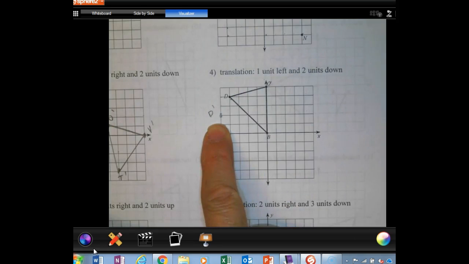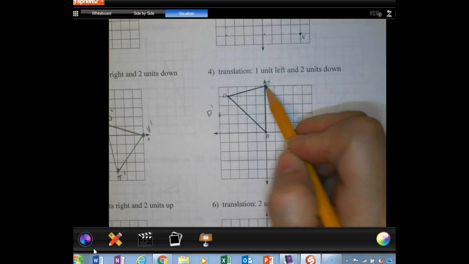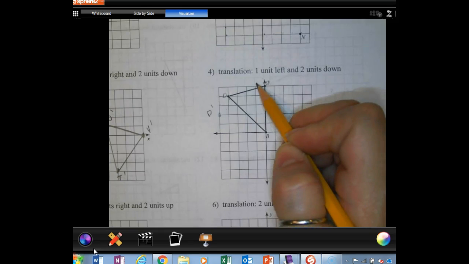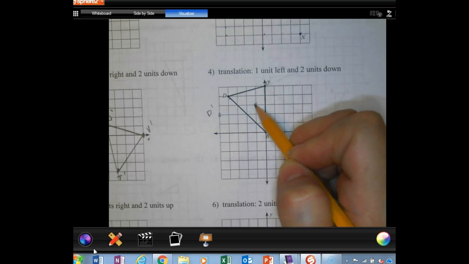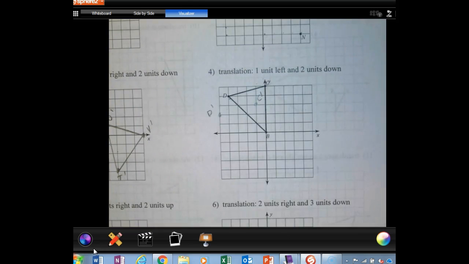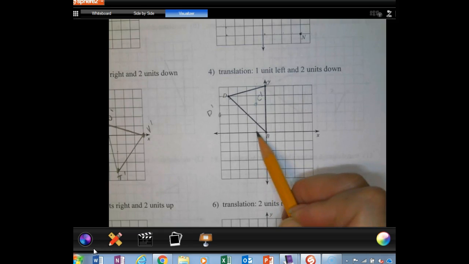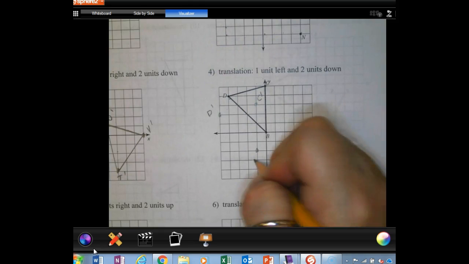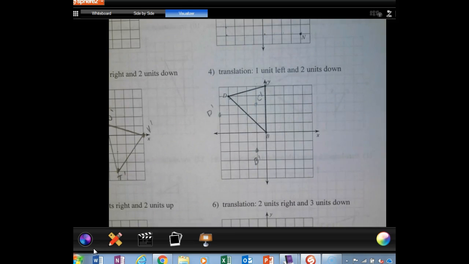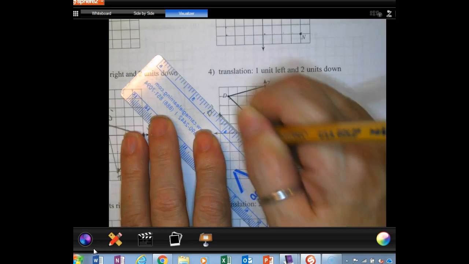As the prime letter. Looks like this is C. 1 unit left, 2 units down. C prime. Let's look at the last one, B. 1 unit left, 2 units down. B prime. Take your straight edge and connect your 3 new points.